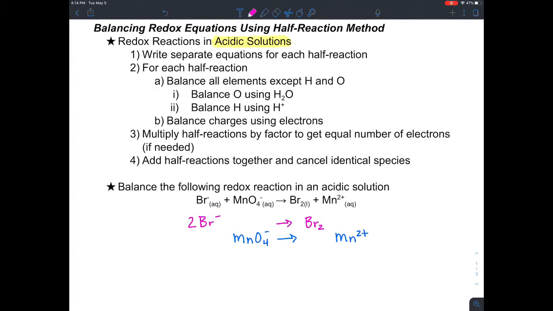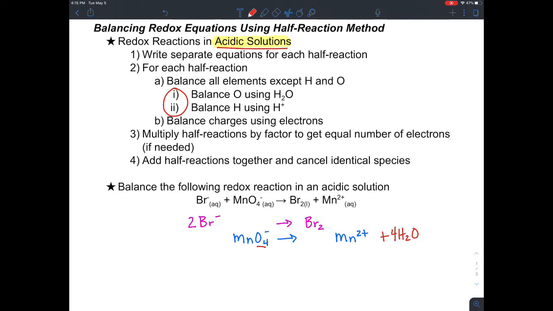Now, the next step, this is where it's going to be that acidic solution situation. This is going to be taking care of that whole acidic solution, so this is the new part of this. We're going to balance our oxygens using H2O. So we're going to go plus H2O. And we have 4 O's over here, so that means we have to have 4 waters, so we have 4 O's on the other side.